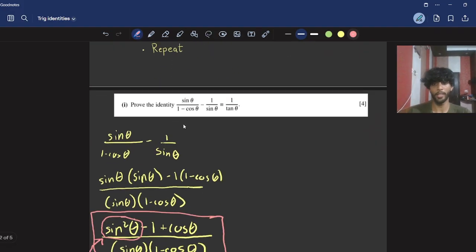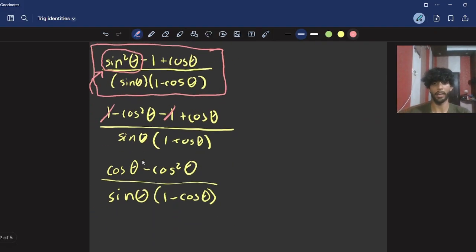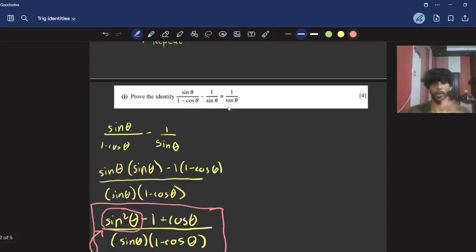Okay, and the way I repeat is that I look at what I have right now. I have cosine theta minus cosine squared theta over sine theta bracket 1 minus cosine theta. I have this fraction right now, and I need to sort of turn it into that 1 over tan theta. Now, first of all, what is even 1 over tan theta? If tan theta is equal to sine theta over cosine theta, then you can essentially take a reciprocal on both sides of the equation. It's just going to be 1 over tan theta equals cosine theta over sine theta.